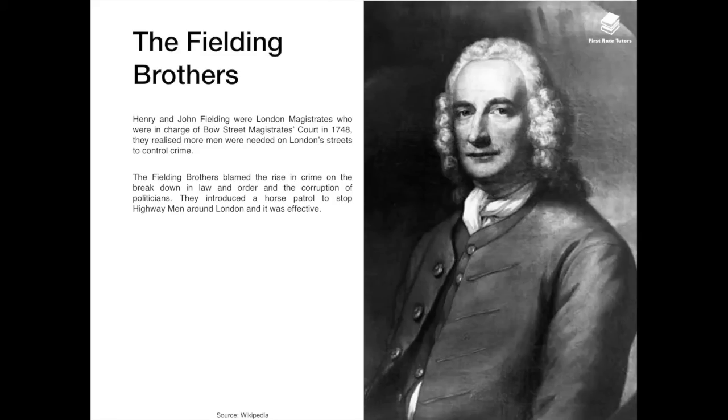The Fielding brothers. Henry and John Fielding were London magistrates who were in charge of Bow Street Magistrates Court in 1748. They realized more men were needed on London streets to control crime. The Fielding brothers blamed the rise in crime on the breakdown in law and order and the corruption of politicians. They introduced a horse patrol to stop highwaymen around London, and it proved to be effective.